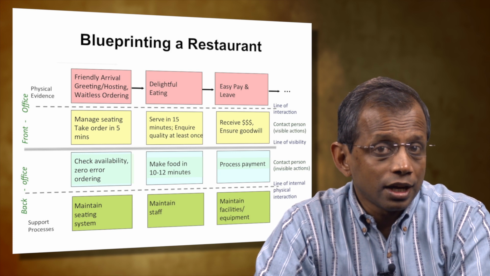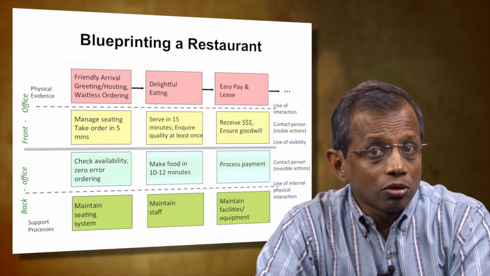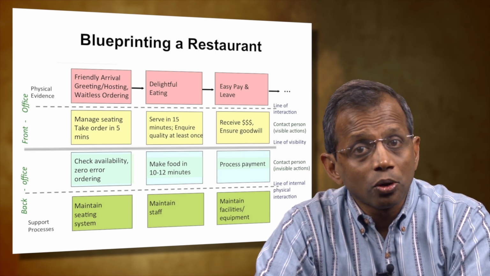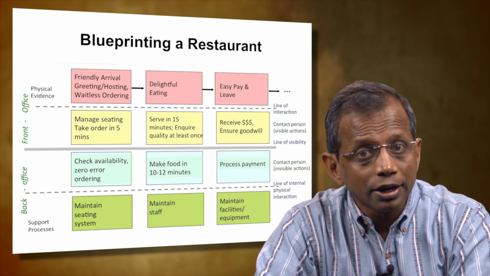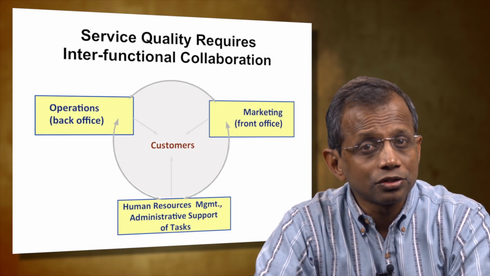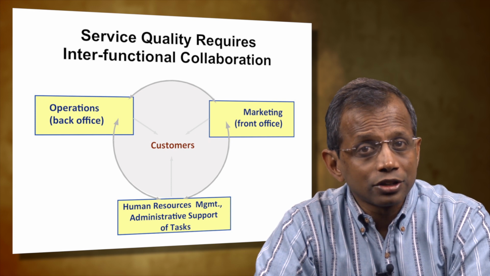Think about it the next time you visit a service facility, how they have designed their facility. So customers may be entertained by seeing the food being made, but it may also slow down the food preparation. So there are trade-offs. That's the heart of service design. So what the service mapping and blueprinting exercise shows us is that service quality requires enormous cross-functional, interfunctional collaboration, teamwork between operations, marketing, human resources, and other administrative functions of a company.